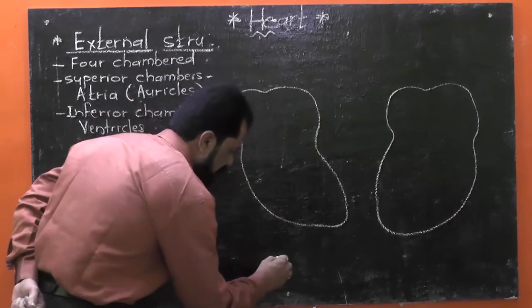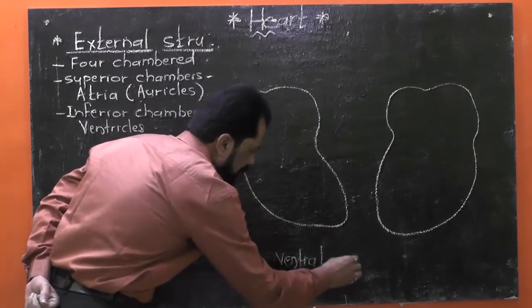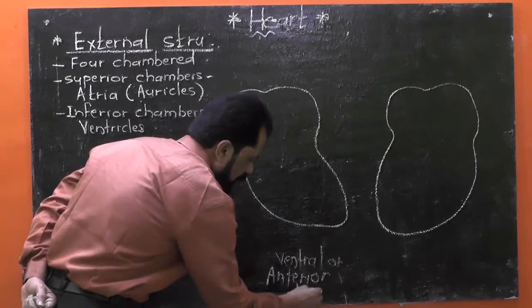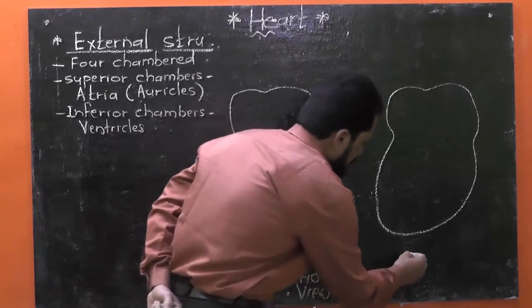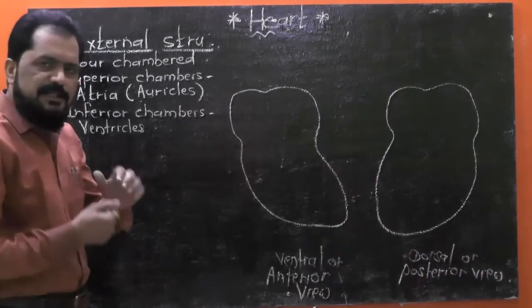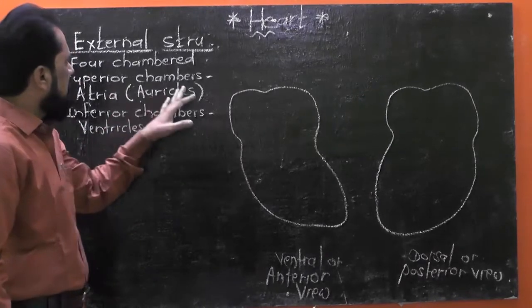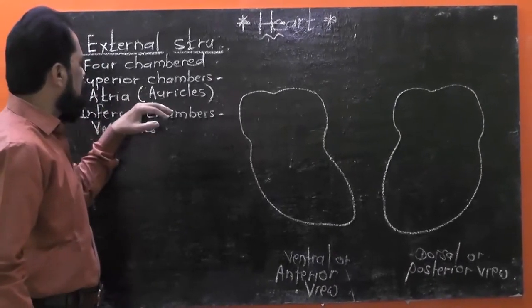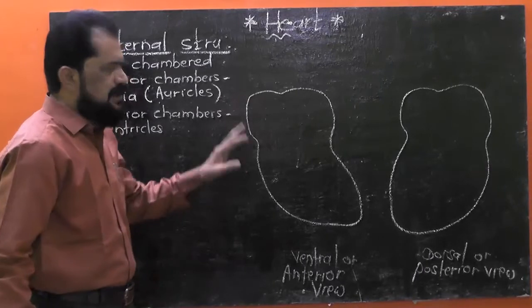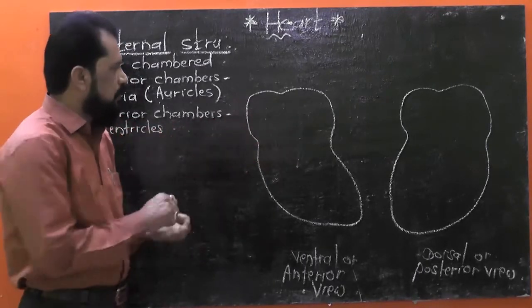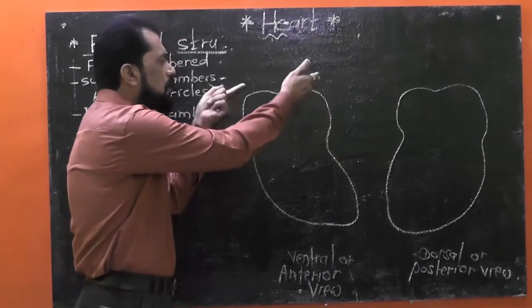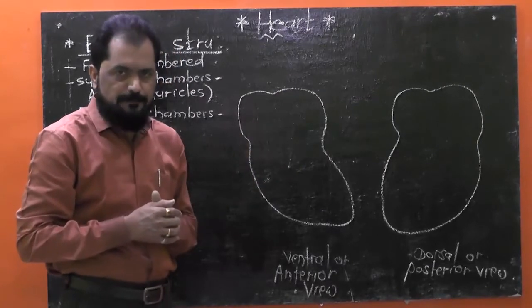So here is supposed to be the ventral or anterior aspect of human heart, anterior view of human heart, and here is dorsal or posterior view of human heart. I said just now that the human heart is four chambered with superior and smaller atria and inferior and larger ventricles. Consider in this diagram, in this ventral view, these are supposed to be the atria and here are ventricles.